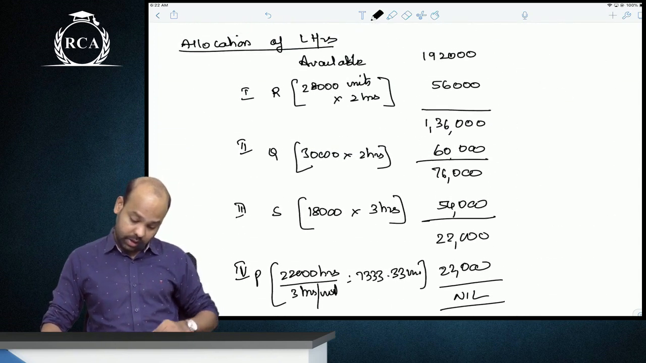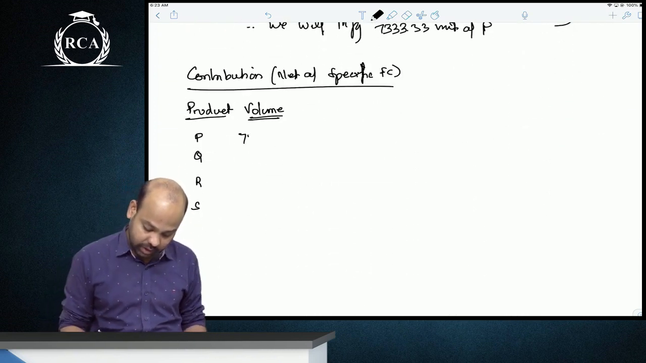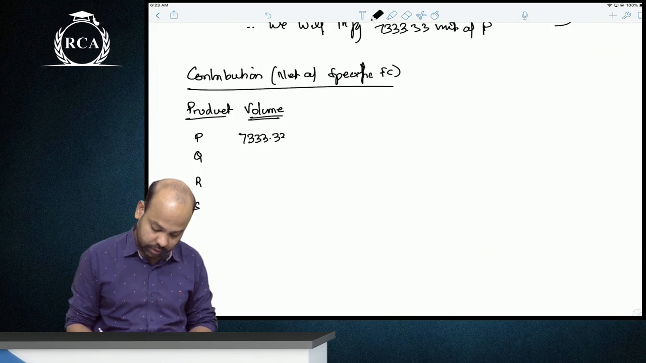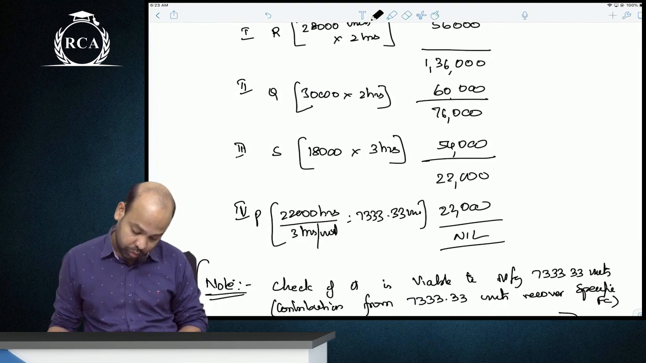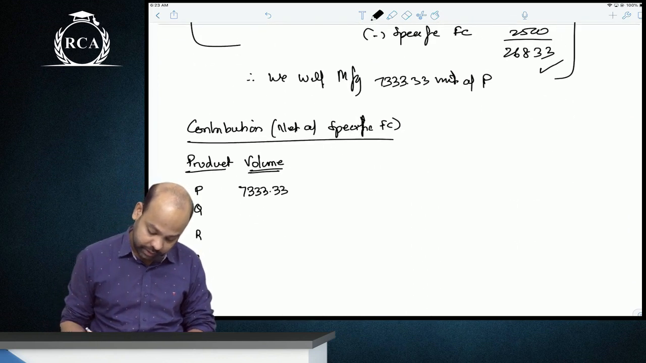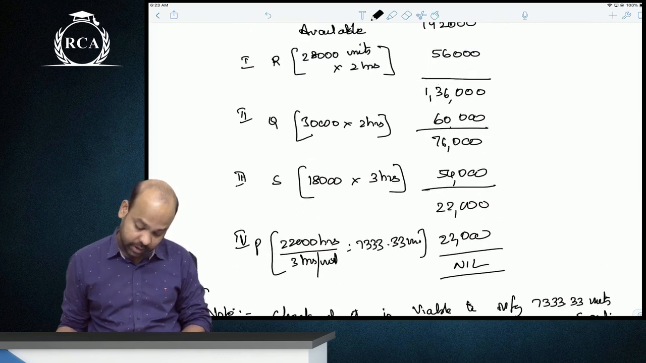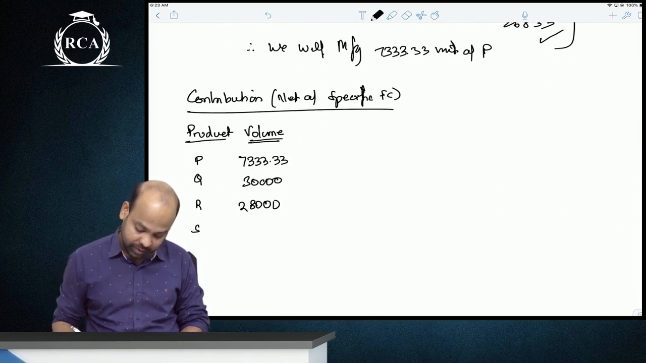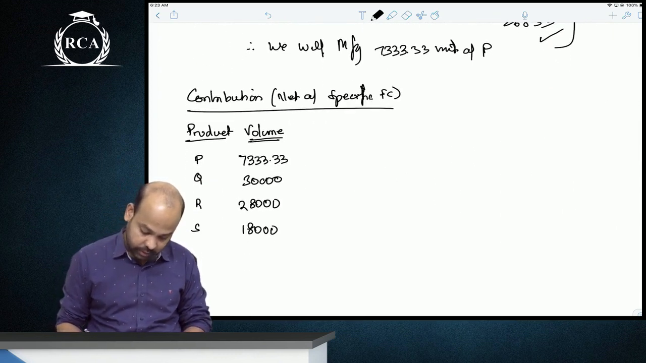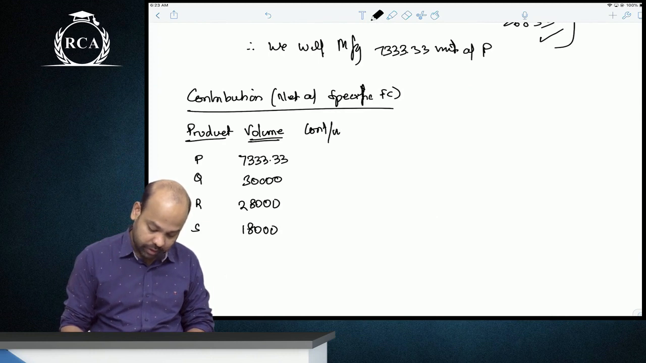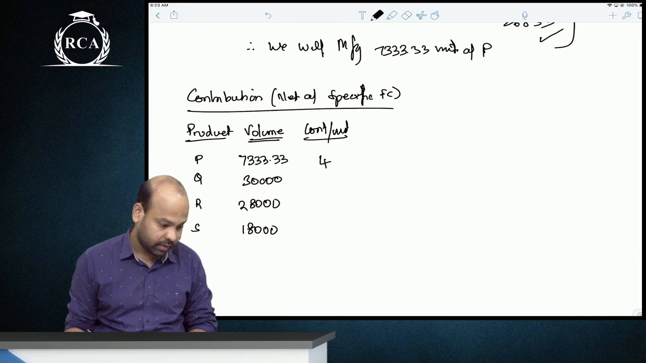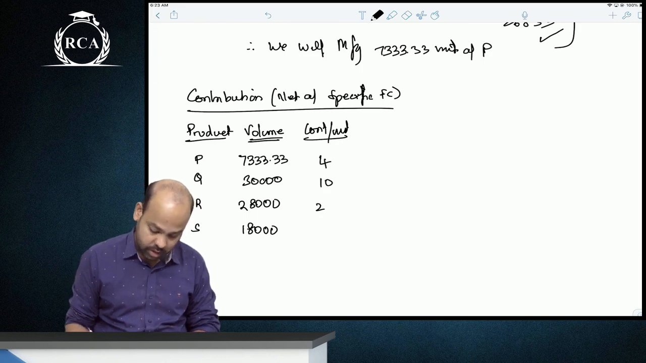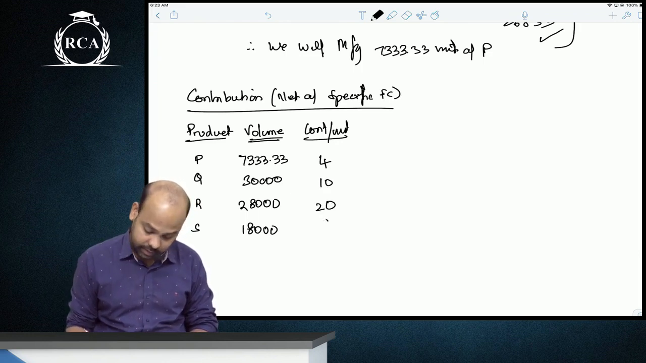We are manufacturing 7,333.33 units of P. And then beta there is Q, 30,000 units, guys. R, 28,000 units. S beta we are going to manufacture 18,000 units. The contribution per unit beta that we are making here is 4 rupees. Here beta it is 10 rupees. Here it is 20 rupees. Here it is 9 rupees.